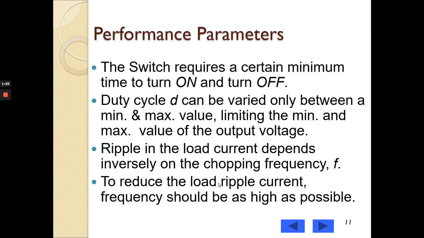Now we'll see the performance parameters. The switch requires a certain minimum time to turn on and turn off. The duty cycle D can be varied only between a minimum and maximum value, limiting the minimum and maximum value of the output voltage. The ripple in the load current depends inversely on the chopping frequency F, and to reduce the load ripple current, the frequency should be as high as possible.